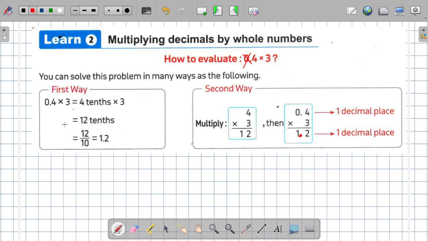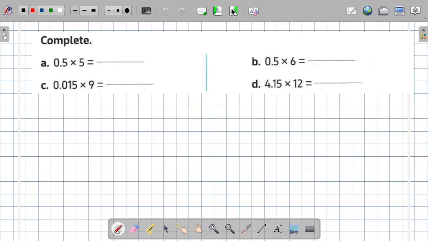Or maybe I will use the place value. So I have here 0.4 is 4/10, and 4/10 by 3 equals 12/10. And 12/10 means it will be 12 over 10. And 12 over 10 means it will be 1.2. So you have two ways, and use the favorite way for you. Okay, so let's try to solve some examples.